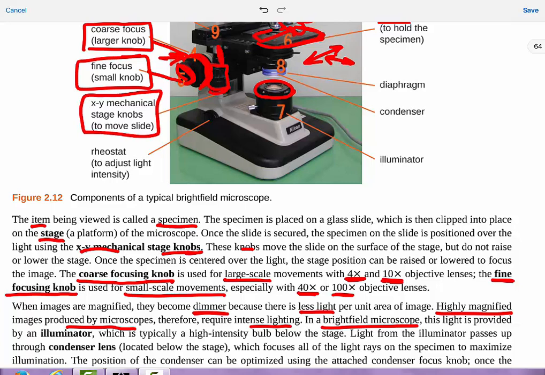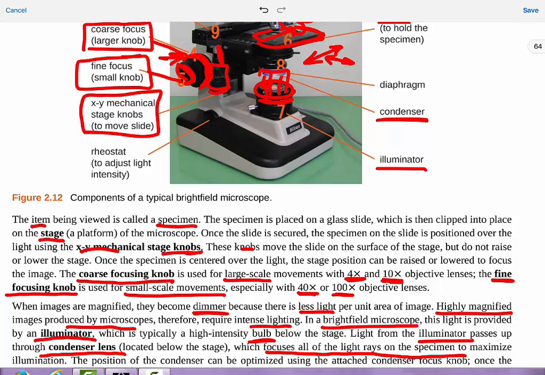In a brightfield microscope, this light is provided by an illuminator. So down here we have labeled number 7, where our light is coming from, is the illuminator, which is typically a high intensity light bulb. Light from the illuminator passes up through the condenser lens, which is located below the stage. So here is the condenser lens. You can see it's mentioned as the condenser. And that focuses all of the light rays on the specimen. So it's taking the light that's coming up from here, and it is grabbing it and kind of pulling it into the middle area here, and it maximizes illumination. So it's trying to pull in as much light as possible to get it through the specimen.